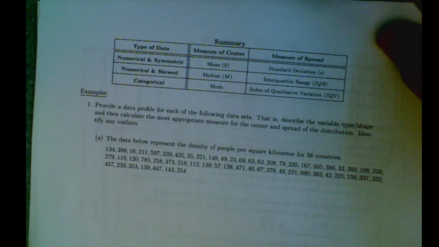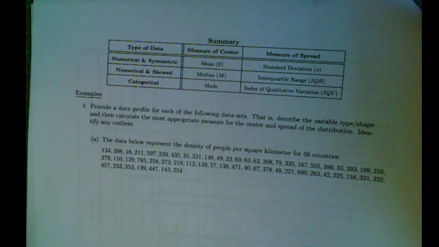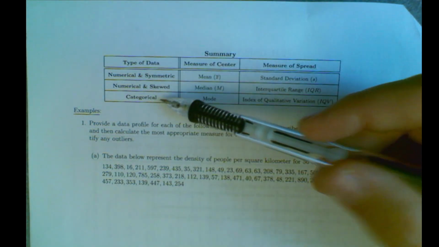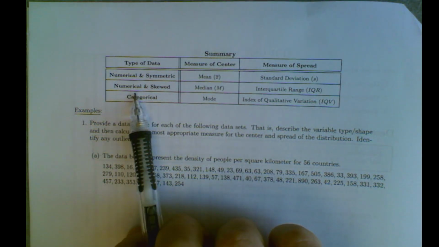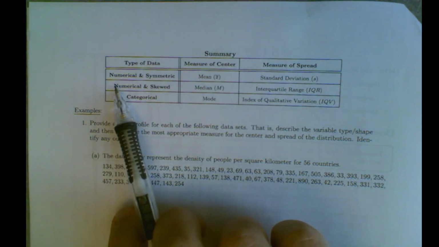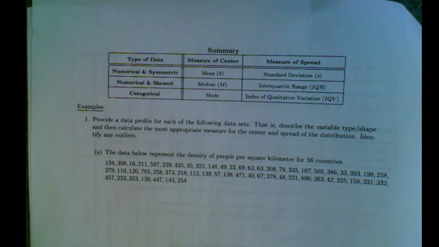The chart here on the next page, I think, gives a good summary of what I just said, right? So the measure of center and spread to identify depend on what kind of data you have, right? If you have categorical data, you use the mode and the IQV. If you have numerical data that's skewed, you'll use the median and the IQR. And if you have numerical data that's symmetric, you'll use the mean and the standard deviation. So let's practice.